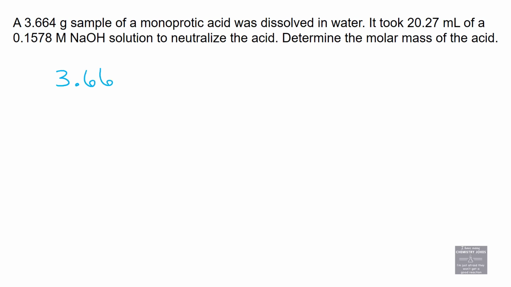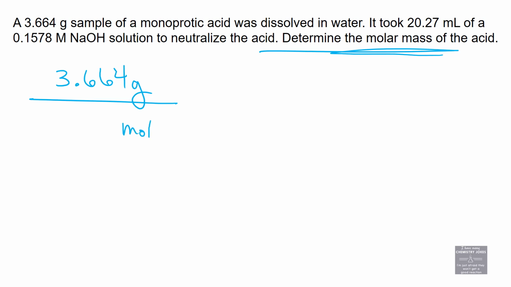3.664 grams of monoprotic acid was dissolved in water. It took this much of this much solution to neutralize the acid. Determine the molar mass of the acid. Determine the molar mass. That means we need to know grams, already got the grams, and we need to know moles.